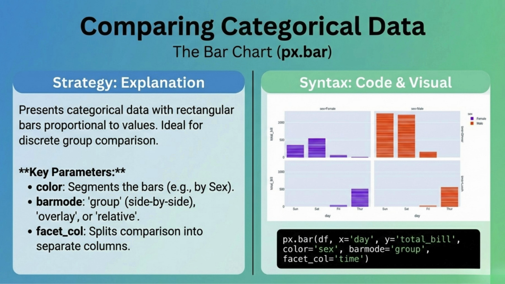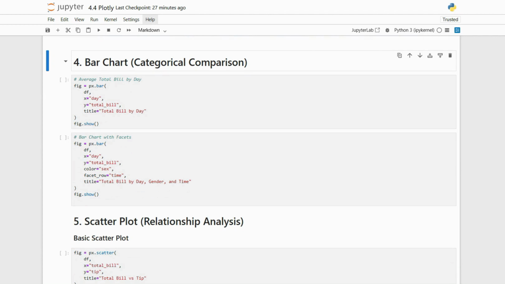px.bar() is used with day on the x-axis and total bill on the y-axis, producing a bar chart that summarizes total bill amounts for each day of the week. Plotly automatically aggregates the numerical values for each category, allowing an immediate comparison of overall billing patterns across days.